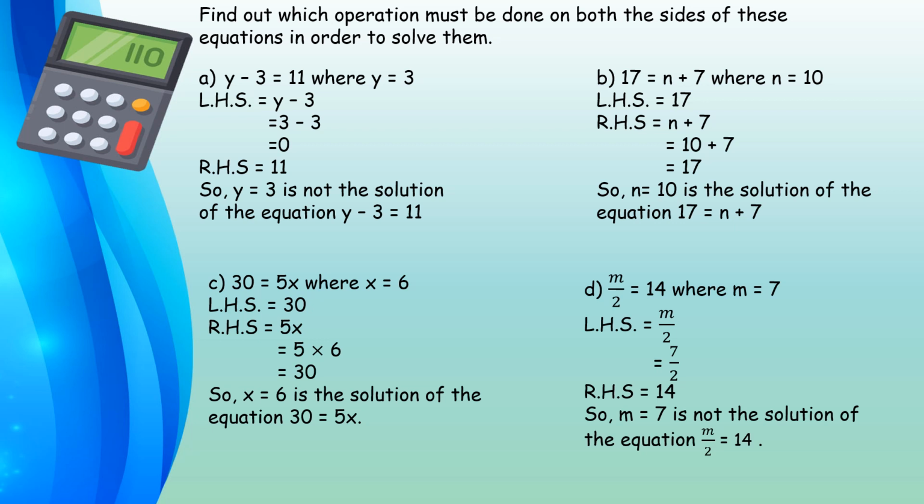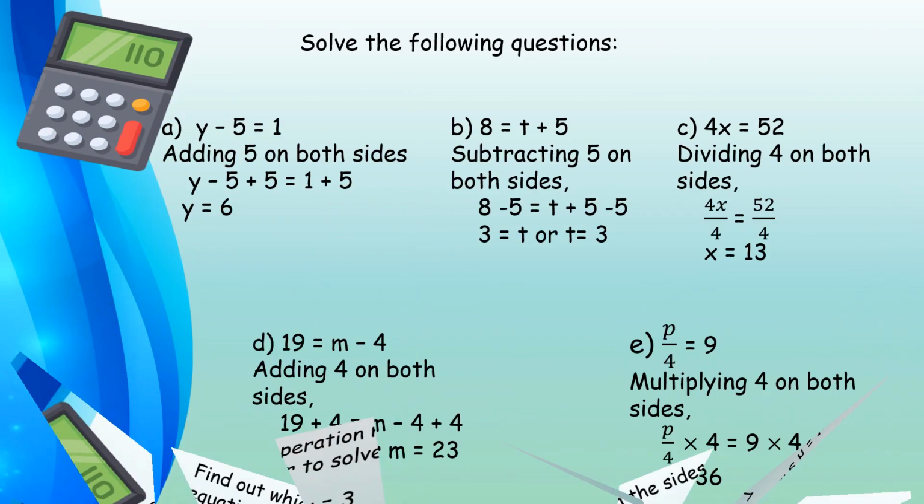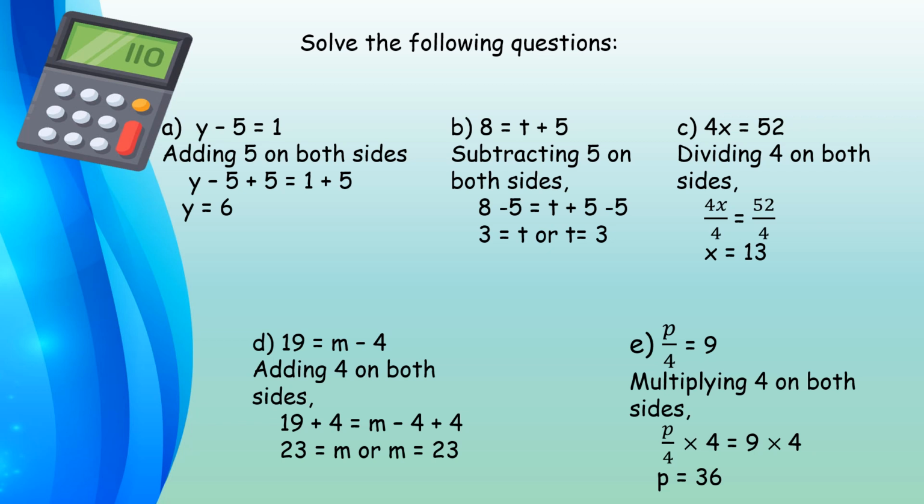Similarly over here m divided by 2 equals 14 where the value of m is 7. So 7 divided by 2 will not give the answer 14. Hence LHS is not equal to RHS. Therefore m equals 7 is not the solution of the equation m upon 2 equals 14. Now some more questions.